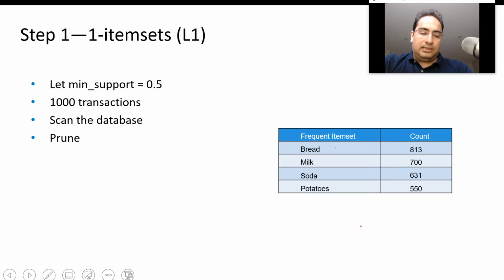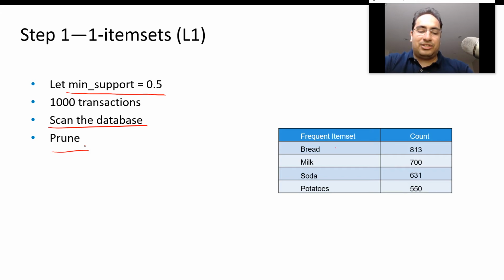So let me give you an example. This is where the algorithm starts. We set the minimum support to like 0.5, and we have 100 transactions. We scan the database and prune any item that is less than 0.5. So from 1,000 items, you will see that these are the items that could make it to this stage, and this is the L1, which is the frequent item sets of size 1. So K is 1 here.